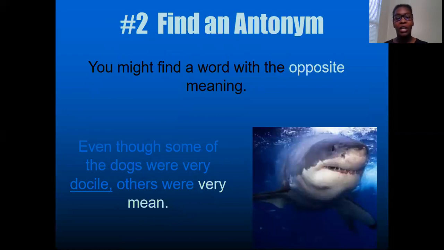Strategy 2, you can find an antonym. And then if a synonym is a word that means the same, an antonym is a word that means the opposite. So let's look at the example. Even though some of the dogs were very docile, others were very mean. So if others are mean, the opposite of being mean means that the other dogs are nice.